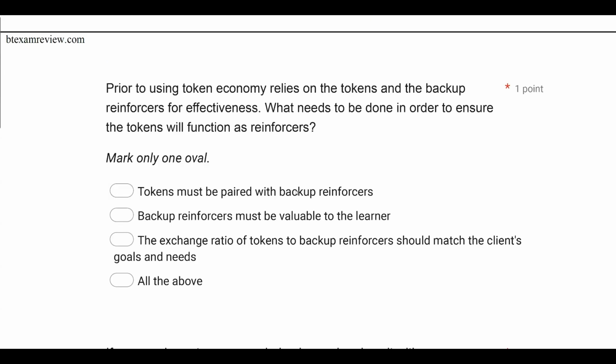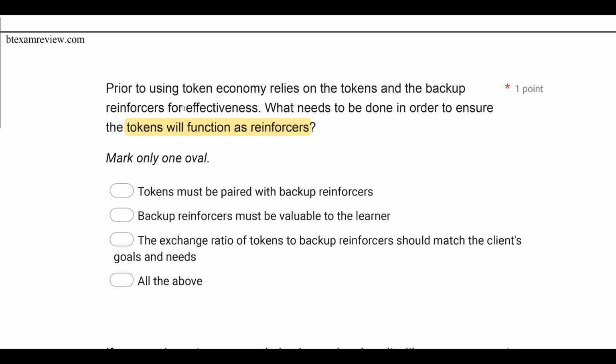Prior to using, a token economy relies on tokens and the backup reinforcers for effectiveness. What needs to be done in order to ensure the tokens will function as reinforcers? All right, kind of a strangely worded question. That's okay. If we get a question on the exam where the wording is off, we don't panic, right? We just figure out what the question is asking and then we attack the question. The question is just saying what needs to be done to make sure tokens will function as reinforcers.